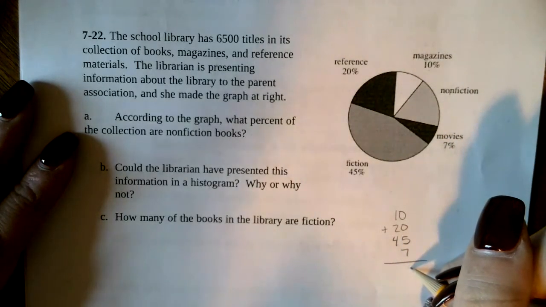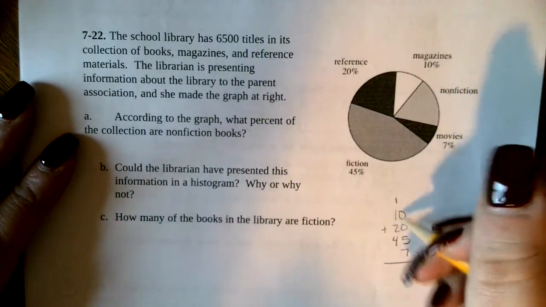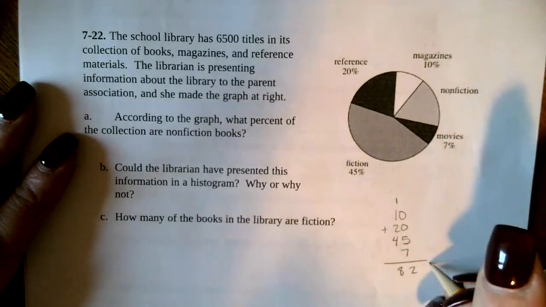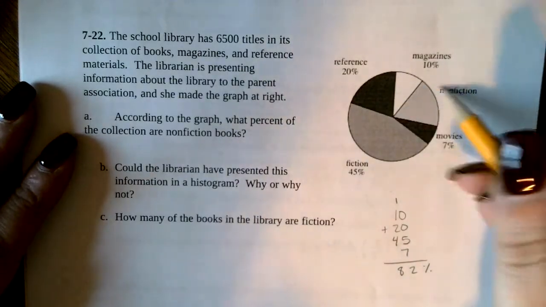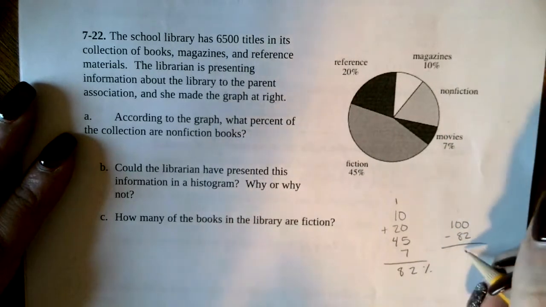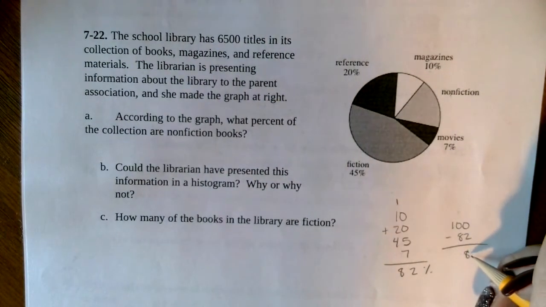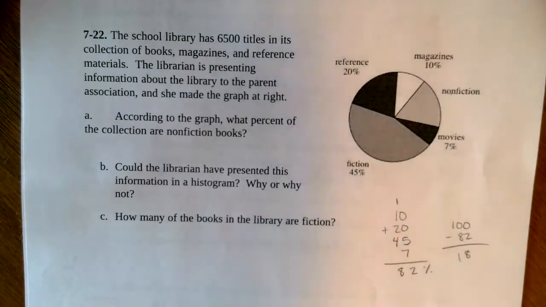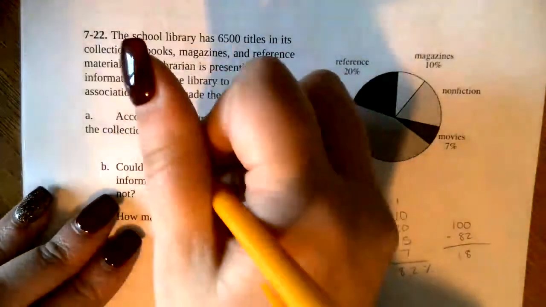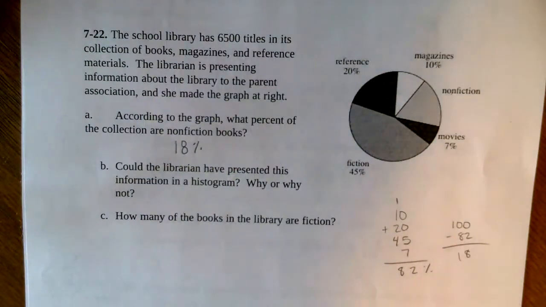So 4, 50, 70, 80. So we have 82% that's already spoken for. That's not this. Then I can take 100 and subtract 82, and we would get an 8 there and a 1 here for 18. So that means that this nonfiction piece represents 18% of the total amount of materials that she has.